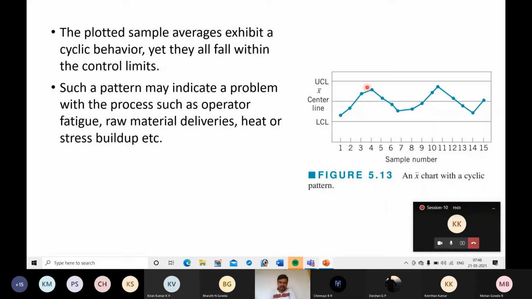That is one thing. Then raw material deliveries. The quality of raw material may vary because of various reasons. So that is another reason. Then heat or stress buildup.